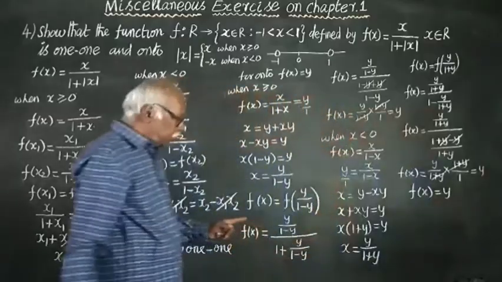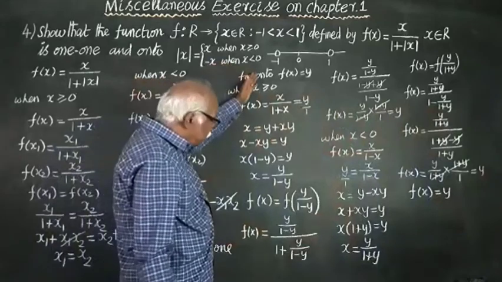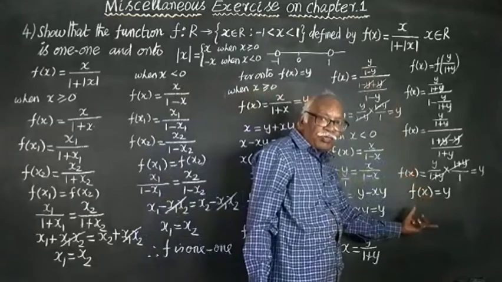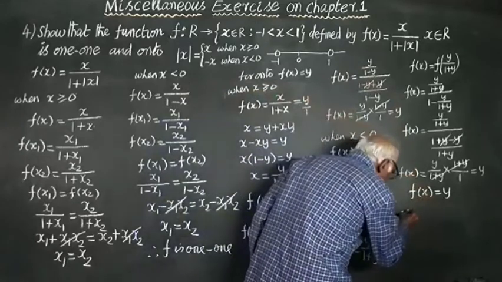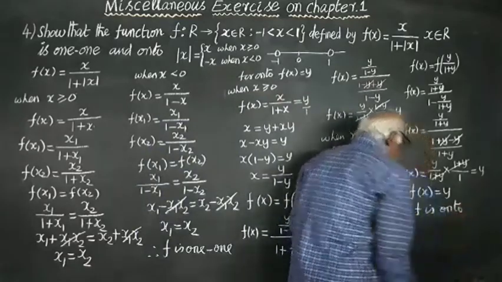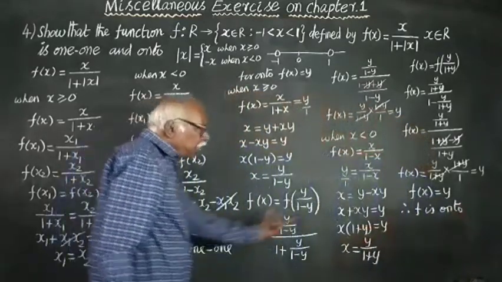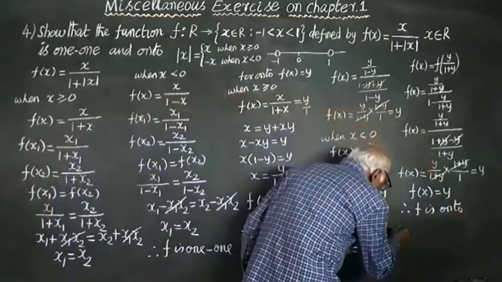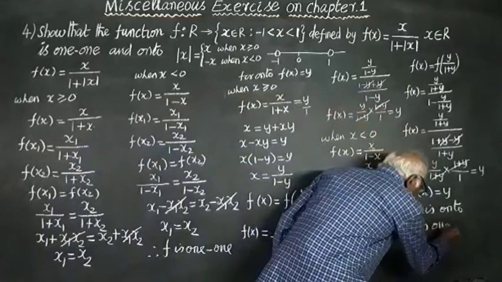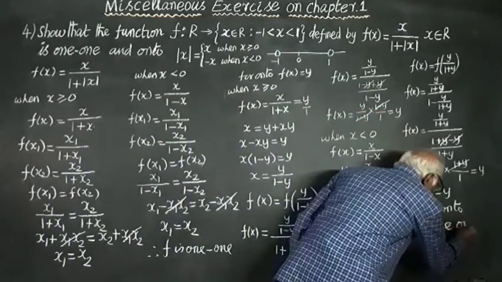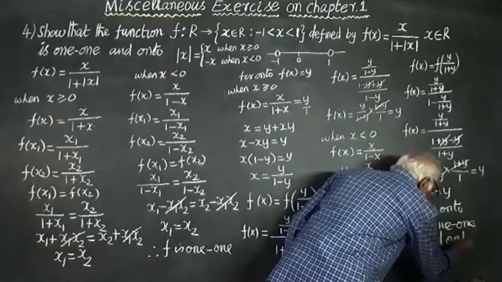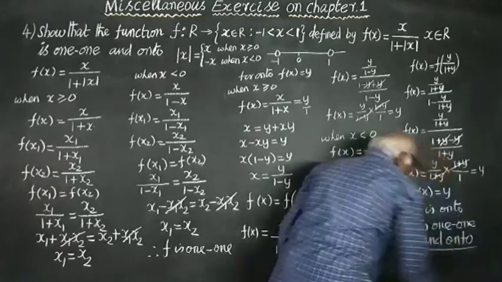In both the cases, when x is greater than or equal to 0, we have proved f of x is equal to y. When x is less than 0, we have proved f of x is equal to y. Therefore f is onto. f is one-one, f is onto. Therefore f is one-one and onto.